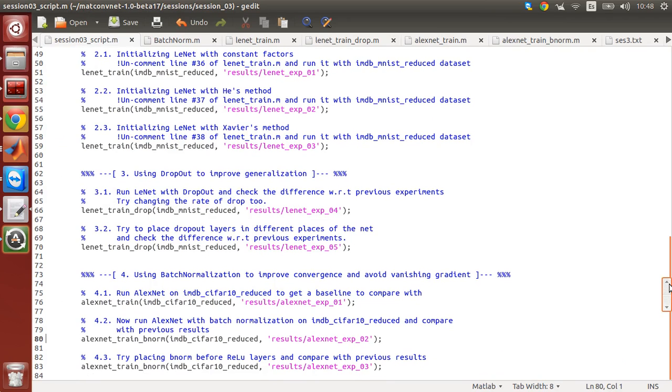Okay, that is it. This is everything, all the basic and standard tricks people use to improve convergence and to help the training procedure. Okay, hope you enjoyed.